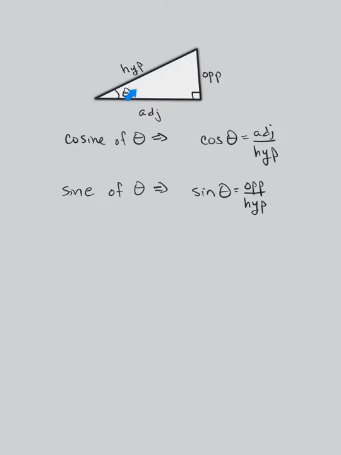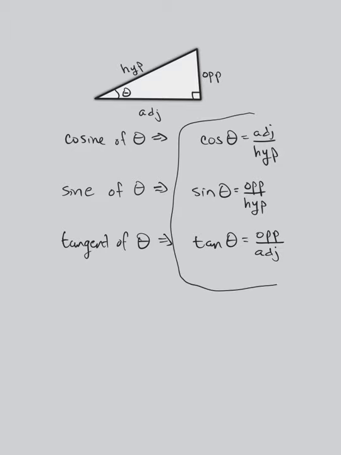So here's two sides we've compared to get the cosine. Here's two sides we've compared to get the sine. And then what we need is a function to compare these sides right here. And we call that the tangent of theta, and we abbreviate that tan. That's the ratio of the opposite to the adjacent. And those are the three basic trig definitions right there.